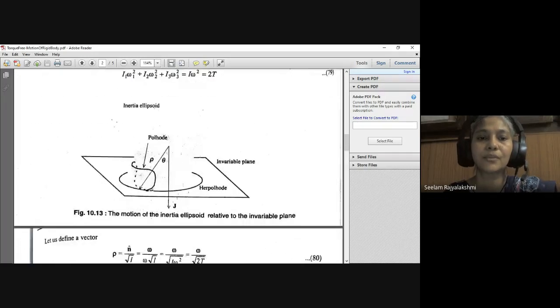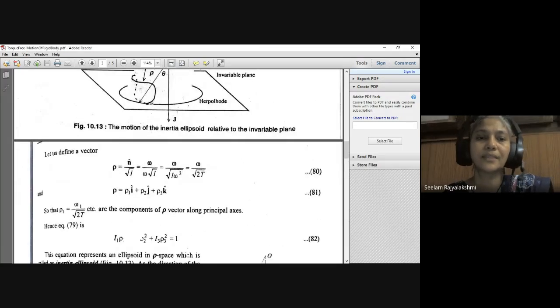Now, let us see the motion of the inertia ellipsoid related to the invariable plane. So, this is the invariable plane, which is the motion of the inertia ellipsoid, and this is the polhode, and this is the herpolhode. This polhode is a closed curve, and this herpolhode is not a closed curve, and the polhode rolls without slipping on the herpolhode in the invariable plane. So here we have theta, and this is rho, and this is J.